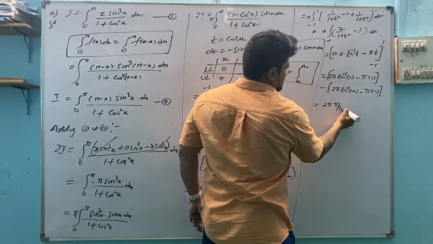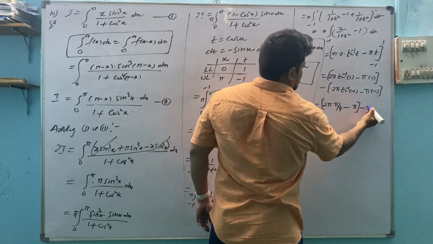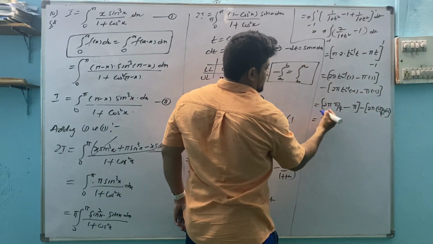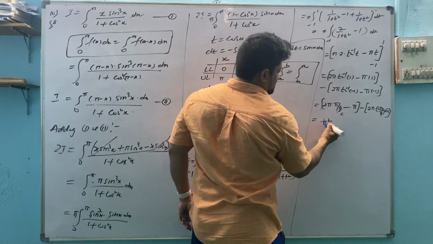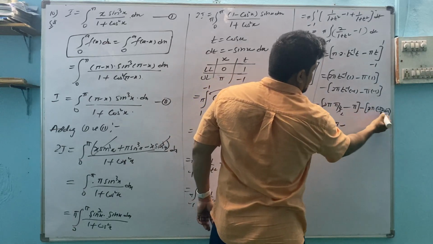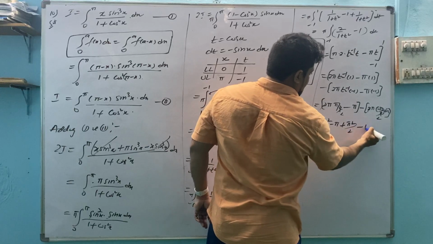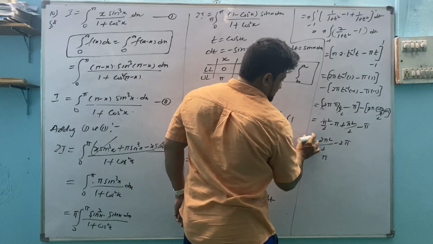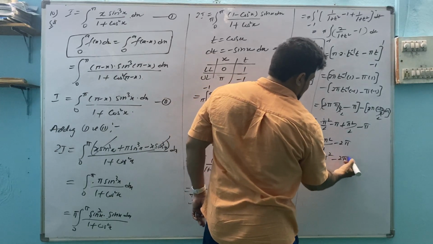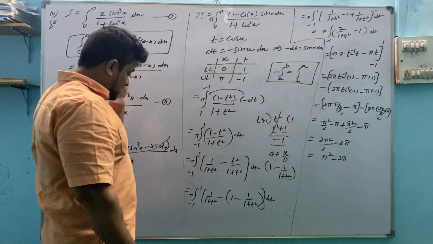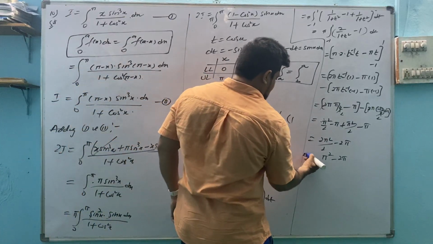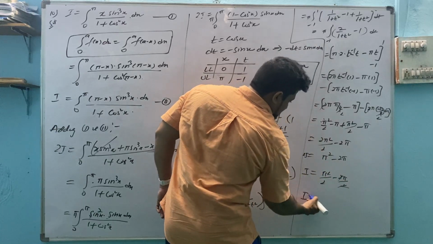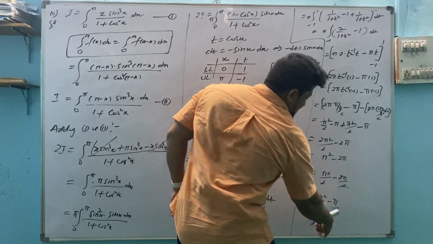2 pi, pi by 4, pi minus 2 pi, minus pi by 4, plus pi. This is pi square by 2 minus pi plus pi square by 2 minus pi. That is 2 pi square by 2 minus 2 pi, which is pi square minus 2 pi. This is the value for 2I. So I is equal to pi square by 2 minus pi.